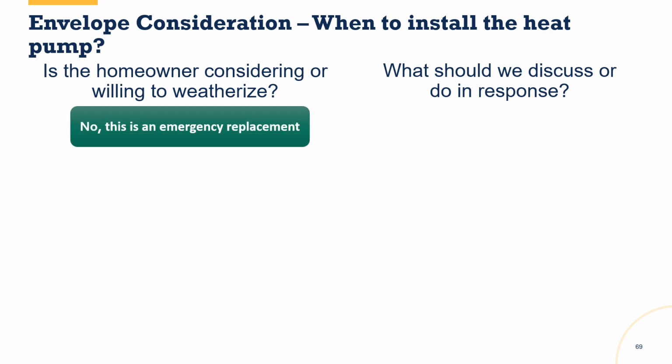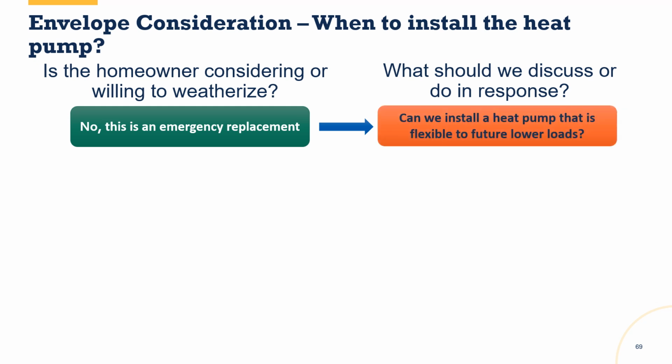So the first thing they might say is, no, this is an emergency replacement. Fair enough, right? They haven't thought about weatherization, not on their radar. The thing just broke. They just need to get the heating and cooling working again. Okay, can we design and install a heat pump that is flexible enough so that when they do eventually want to do this and they have lower loads in the future, the equipment can still deliver?